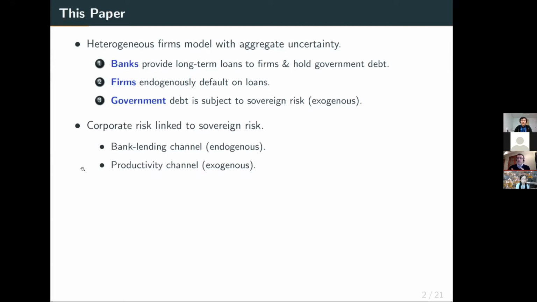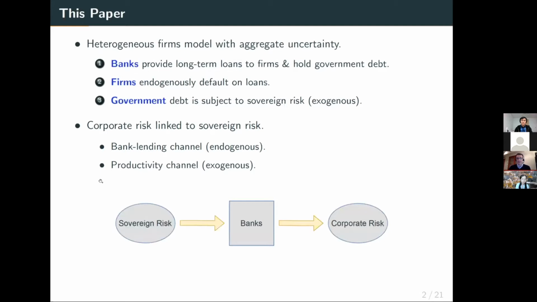Now, there are two different links through which corporate risk is linked to sovereign risk in my model. I have what I call the bank lending channel, which is completely endogenous in my model, and I also have an exogenous channel, which I call a productivity channel. This is the idea of the whole paper. Suppose that there is an increase in sovereign risk. Banks are heavily exposed to that type of risk, so this will have an effect on the net worth of the bank. The bank lending capacity will be affected. They are going to reduce the credit supply, or they're going to charge higher spreads. In this context, firms are going to have more incentives to default. That will increase the average level of corporate risk in the economy. That is what I call the bank lending channel.